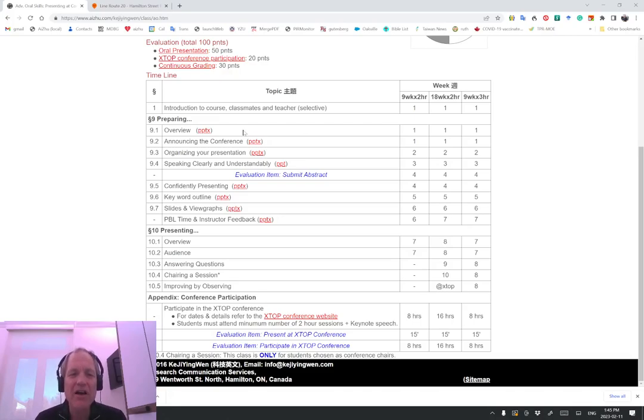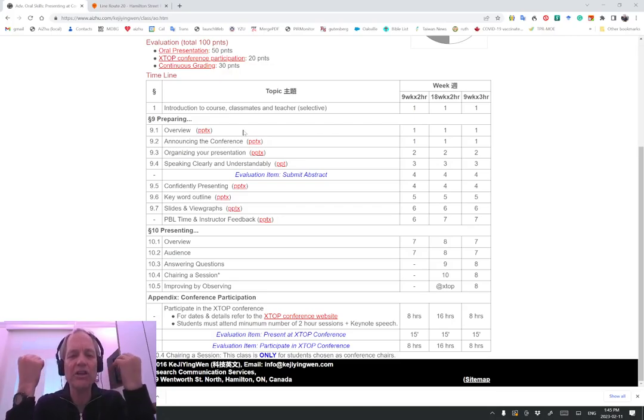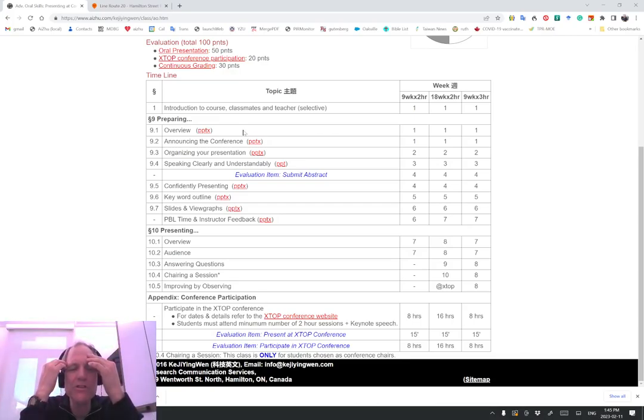Once we have a topic in mind, we can then learn how to confidently present it, and how to use a single keyword outline to help us remember our talk. We'll talk about the art of making a good slide or view graph. And then finally, we'll have some good PBL time and instructor feedback time as you work on your own presentation in week 7. In week 8, as we move past the midterm exam, we'll talk about how you actually go into presenting.